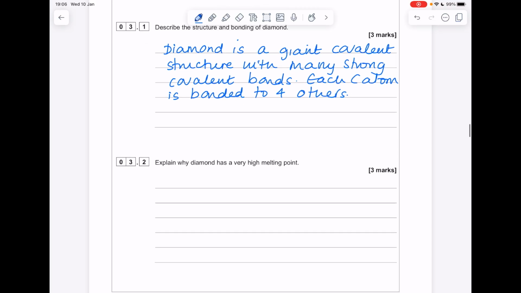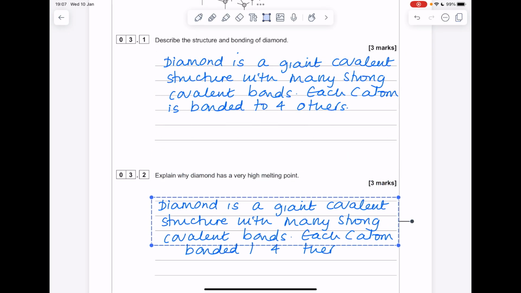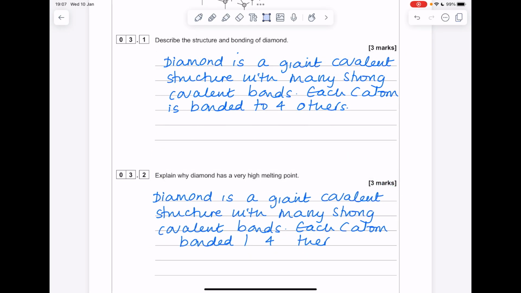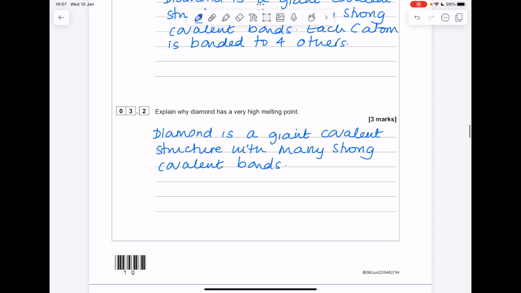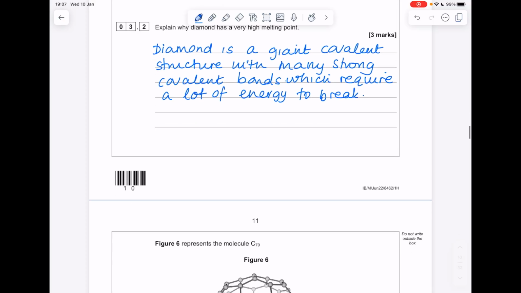Why does diamond have a very high melting point? We can actually copy this wording here. So we pop that down, and then we say it has a high melting point because it's a giant covalent structure with many strong covalent bonds which require a lot of energy to break. It's a very neat way of writing this. Remember, my revision guide is full of these sort of succinct, perfect answers. Saves you having to learn the same thing 10 times.